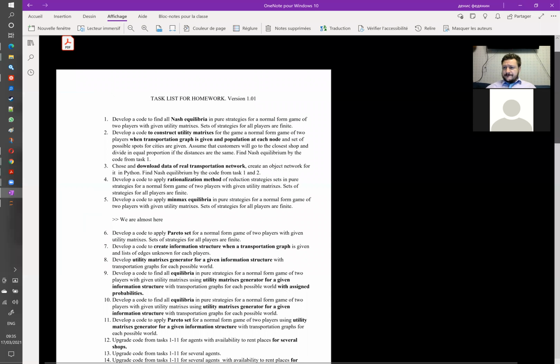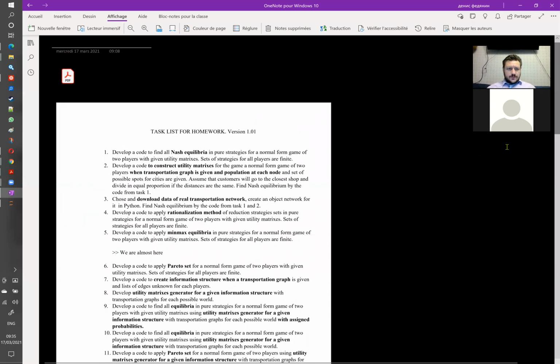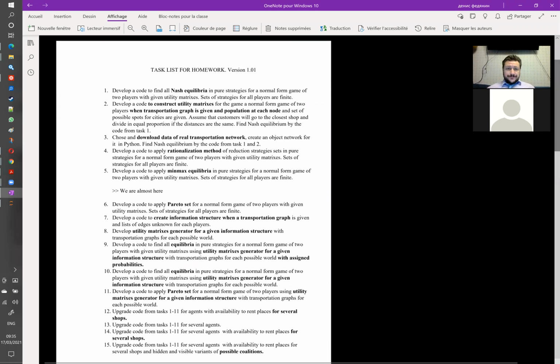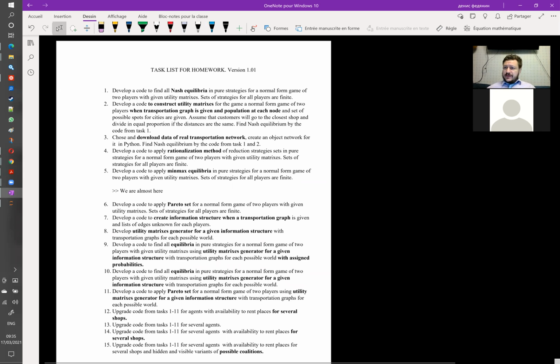I would like to recall what we are doing. So we work on our homework and projects, basic. So now we can do Nash equilibrium. We know how to construct utility matrices. We know how to download, and we have downloaded. We have rationalization. Some of us applied rationalization method, minimax equilibrium, Pareto, and we're like here.